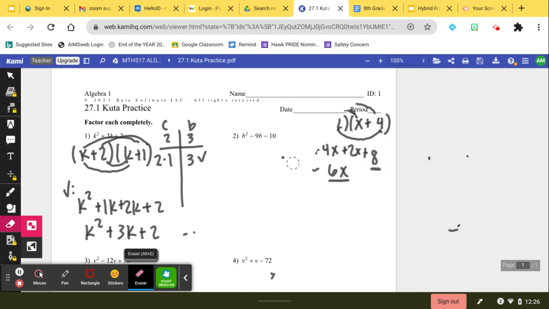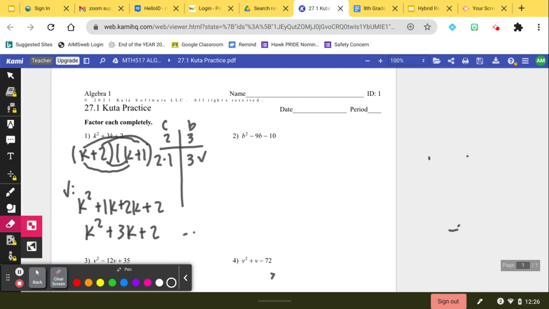Let's try this again with number 2. Again, I need two numbers that when I multiply them together, they become c, which is negative 10, but add together to be b, which is negative 9.